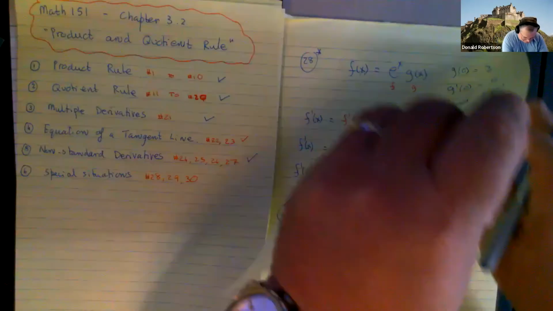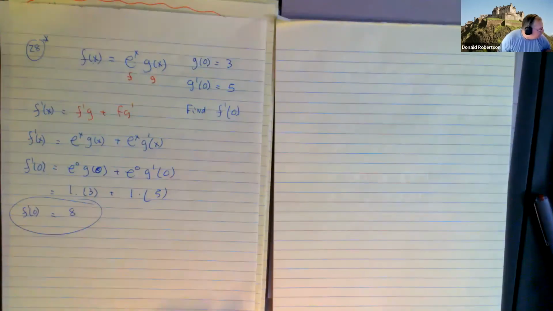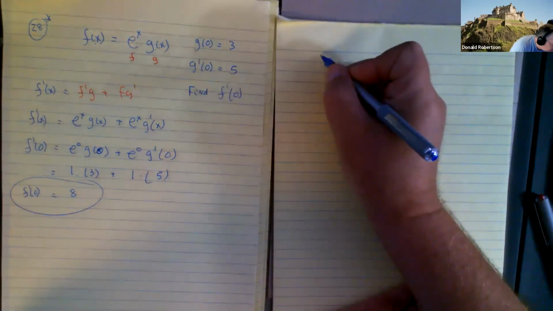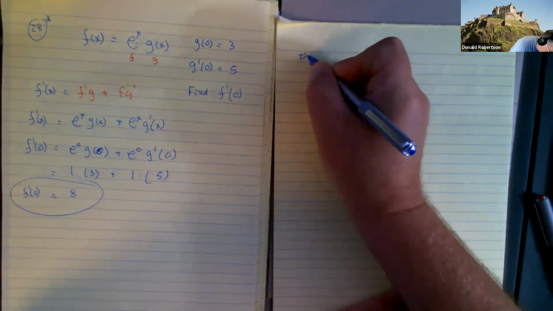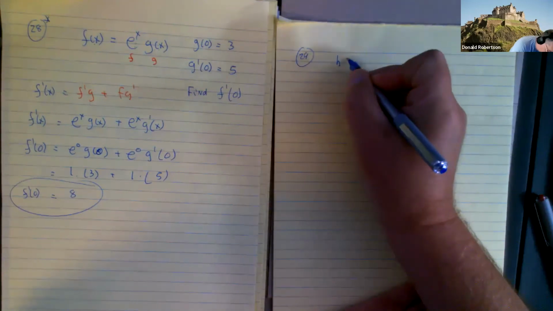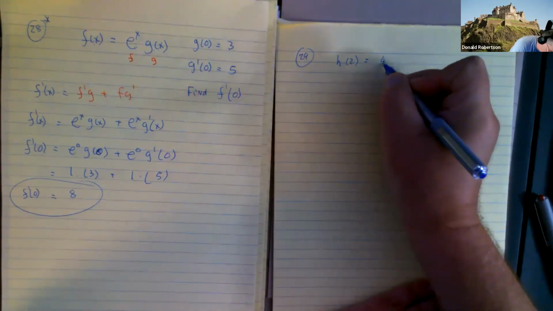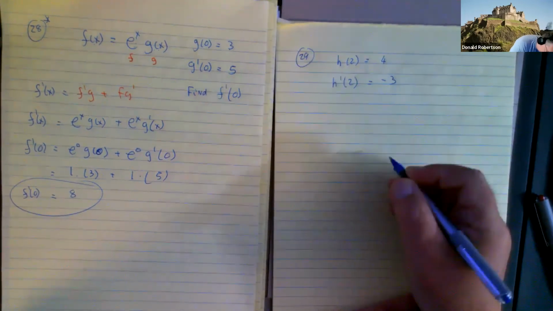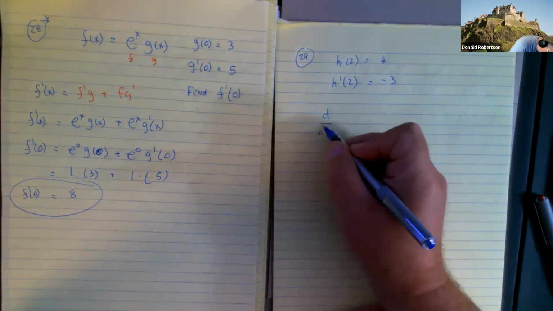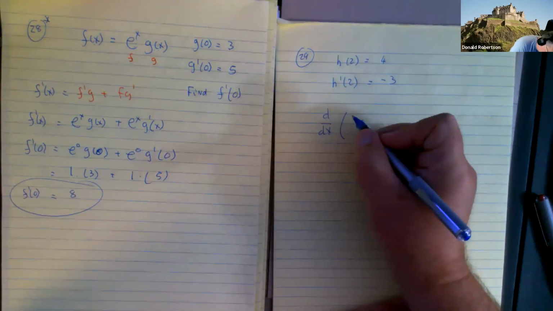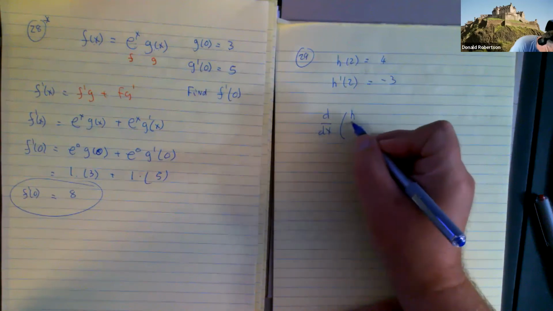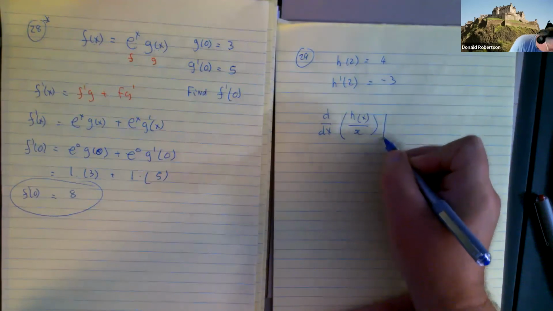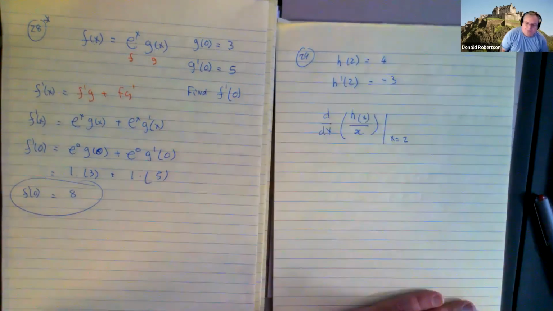Two more of these. This is 29. We are being told that h of 2 is 4. The derivative h dashed of 2 is -3. And we're being asked to find, in a rather clunky notation, the value of the derivative with respect to x of h of x over x, evaluated at x equals 2.